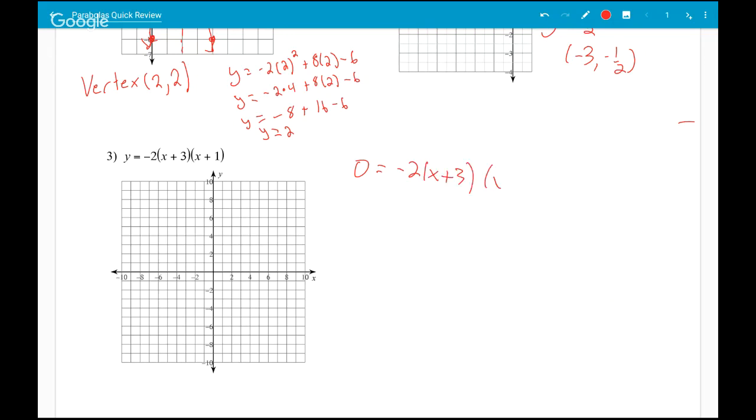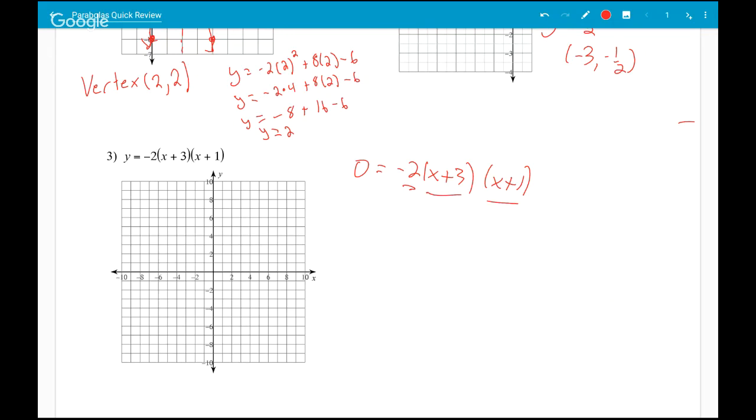Now, once you plug in 0 for y, what you can see is you've basically got 3 numbers here that are being multiplied together. Okay, and some of them include x. So you've got -2 times x plus 3 times x plus 1. Those are your three numbers.